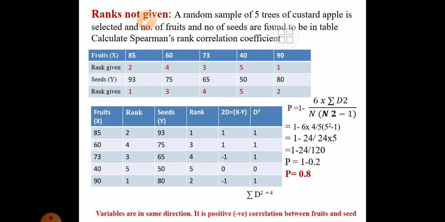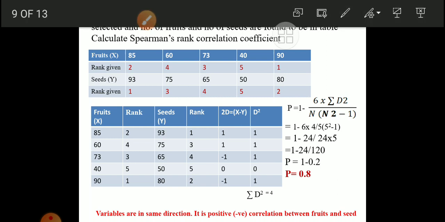Suppose ranks are not given. A random sample of 5 trees of a custard apple is selected, and the number of fruits and number of seeds are found to be in the table. Calculate Spearman's rank correlation. Ranks are given. 93 seeds, rank given is 1, 75 are there. So how many fruits, 85, rank 2, 60 rank 4, here rank given is 3 for each. So these values have been given to you. So that also we have to use here to calculate the Spearman's.